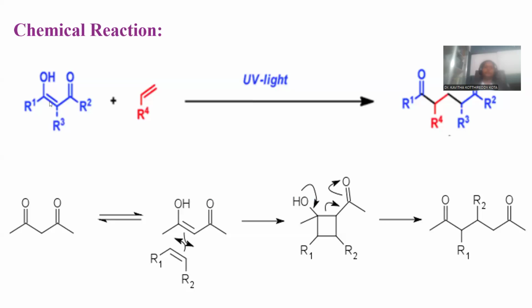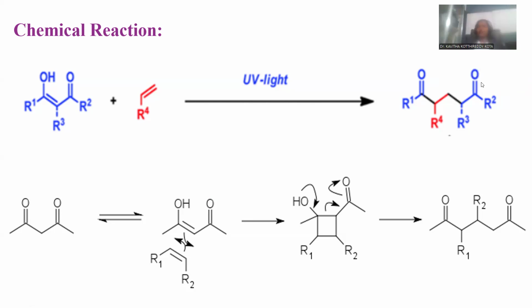In order to achieve this reaction, the diketone is taken in the enolic form for our convenience, and here the olefinic compound is taken. With UV light irradiation, being a photochemical reaction, you can achieve again a diketone only, but with the carbonyls far apart. Here the 1,3-diketone is transformed into a 1,5-diketone compound.